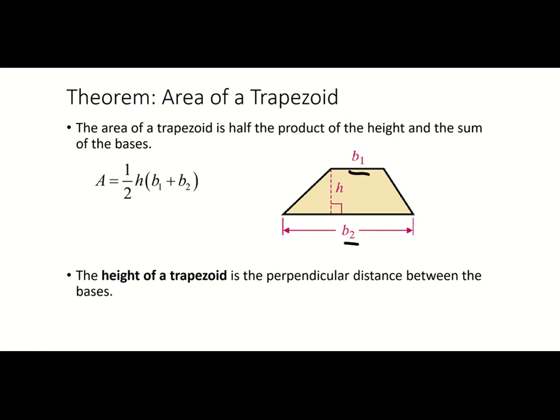I've had students in the past, to remember the formula, say the area is 1/2 of a hamburger times bun 1 plus bun 2. If it helps you remember it, go for it. Your height in the trapezoid will always connect the 2 bases and be perpendicular to the 2 bases. So if you're not sure where the bases are or where the height is, look for that perpendicular symbol.